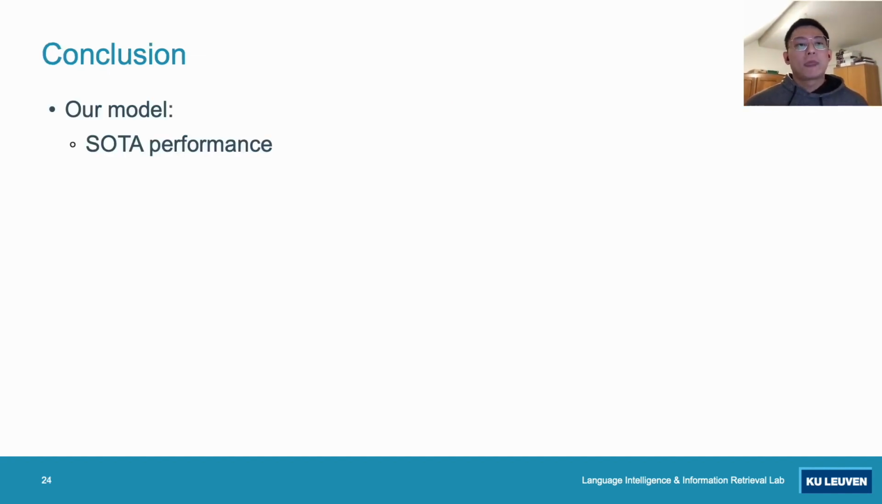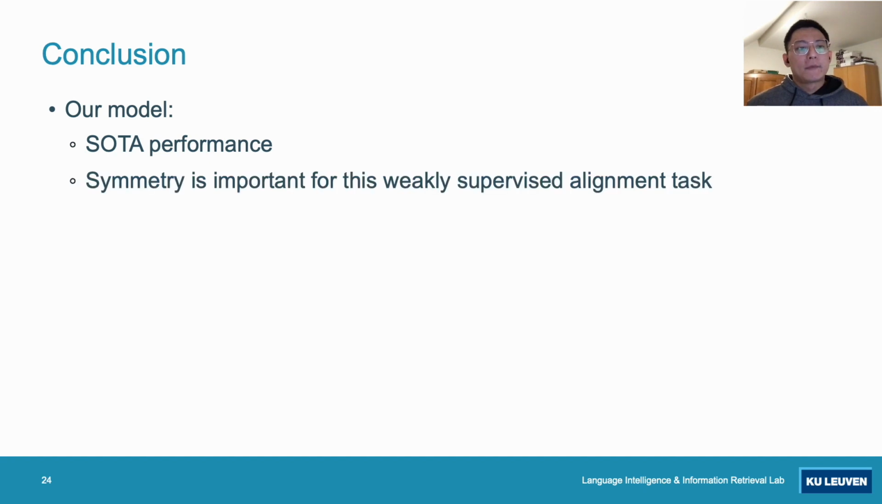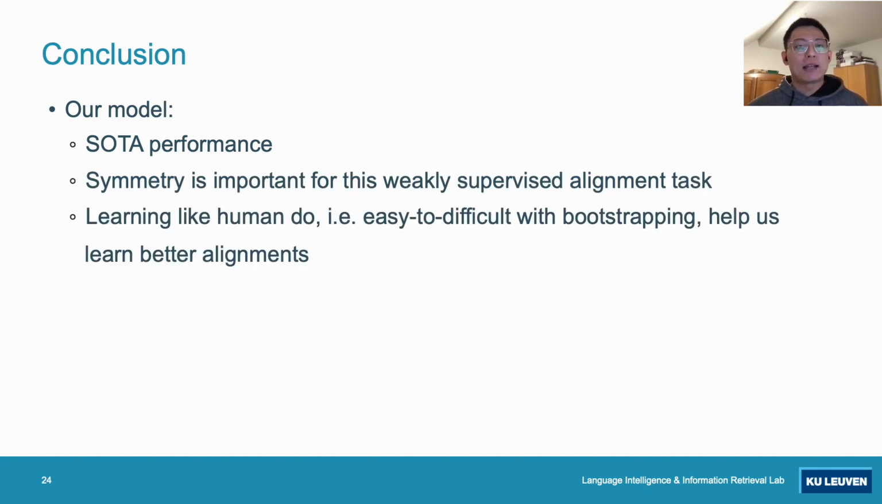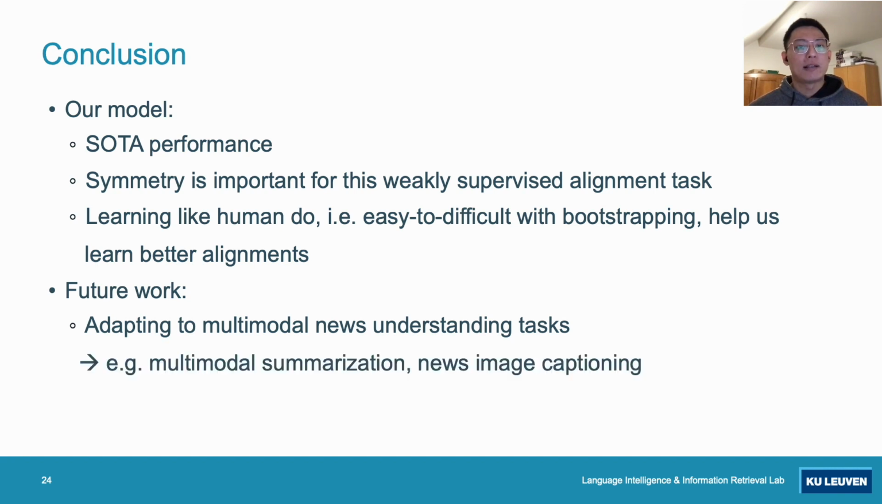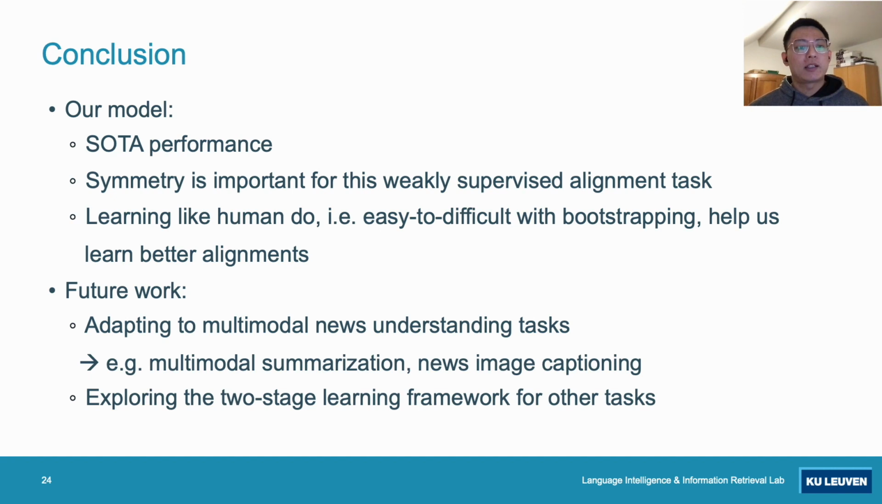For conclusion, our model achieved SOTA performance, and we found symmetry is very important for this weakly supervised alignment task. We also found that learning like humans do, from easy to difficult with bootstrapping, helps us learn better alignments. For future work, we can adapt our model to other multimodal news understanding tasks, like multimodal summarization and news image captioning. And we can explore the two-stage learning framework for other tasks.